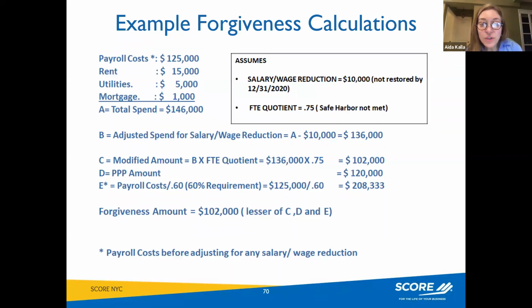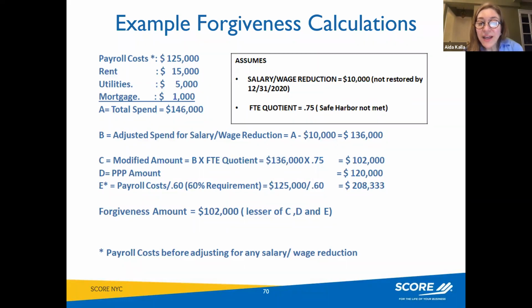So we start through the calculation. First of all, we know that you reduced your wages by more than 25%. That extra amount over 25%, we're assuming in this example, is 10,000. So the first thing you need to do is subtract that 10,000 from your total spend to get 136,000. Are we finished? Not yet, because we just took care of the wages. Now we have to ask the question, what about headcount? This is where the FTE quotient comes in.